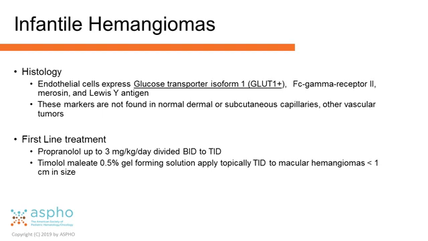First-line treatment for infantile hemangiomas is now propranolol in doses up to 3 milligrams per kilo per day, divided BID to TID. Timolol maleate 0.5% gel-forming solution can also be applied topically, BID to TID, to macular or superficial hemangiomas less than 1 centimeter in size with good results.